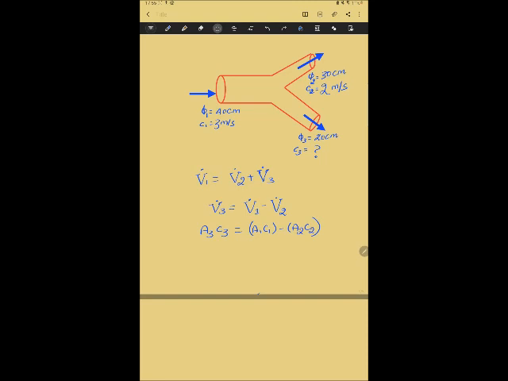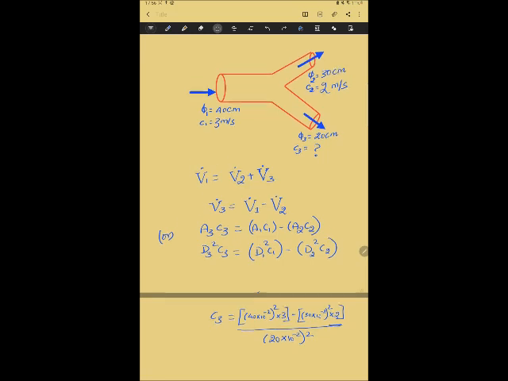Well, if I write the equation, we know the volumetric flow rate is area times velocity. So A3 times C3 equals A1 times C1 minus A2 times C2. Or we can also write the equation as D3 square C3, where D is the diameter, equals D1 square C1 minus D2 square C2. Because area we know is pi by 4 D square, and then pi by 4 is a common element over here, here and here, so it gets cancelled out.